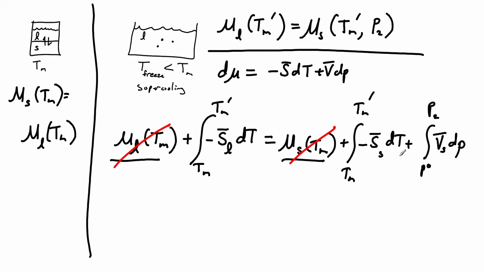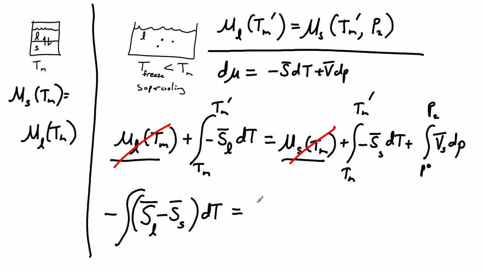So first what we'll do is we'll gather the entropies on the left-hand side. So we've got the molar entropy of the liquid minus the molar entropy of the solid, dT. And on the right-hand side, we have the molar volume of the solid.